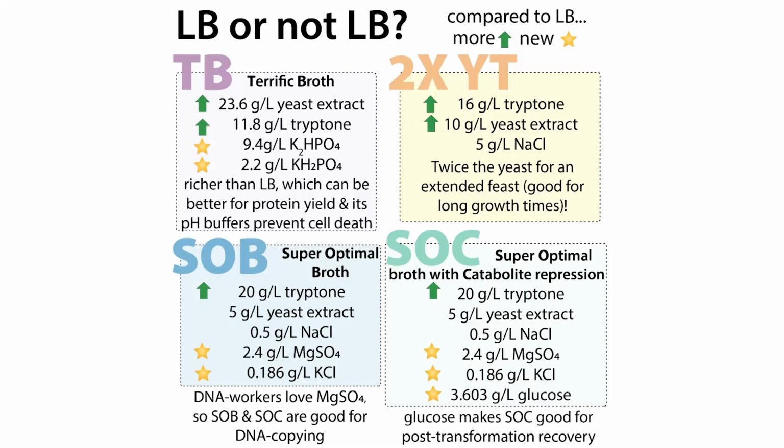It also has pH buffers. Basically, one of the reasons why bacteria can't grow to high density in just LB is because the pH of the media is going to get all messed up. But by adding these potassium phosphate components, you get a buffering system that keeps the pH more stable. And this is going to prevent the cells from dying, even though they're growing at high concentrations. And so TB is going to be a richer media that's good for protein expression and growing at high densities.